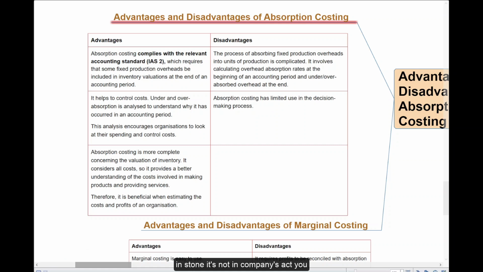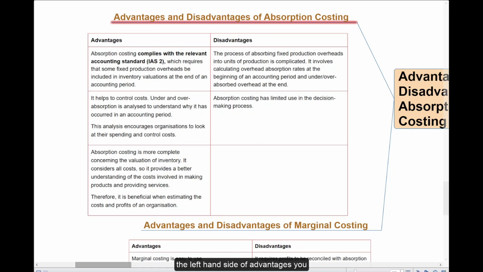It's not written in stone. It's not in the Companies Act. You have to do this or you have to do that. So they need to decide what suits them. Let's look at absorption costing first and just think about the main advantages, as it were.